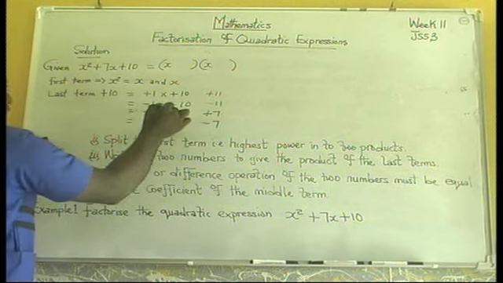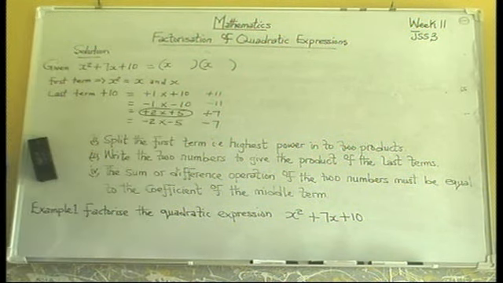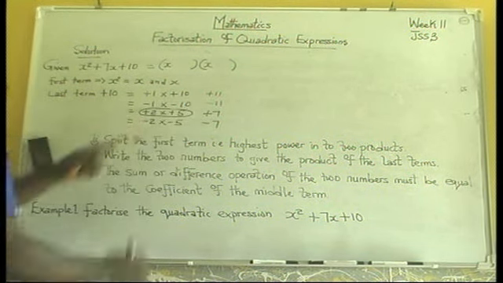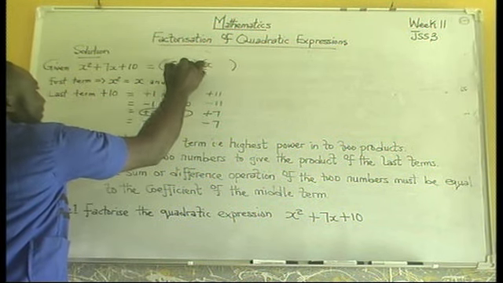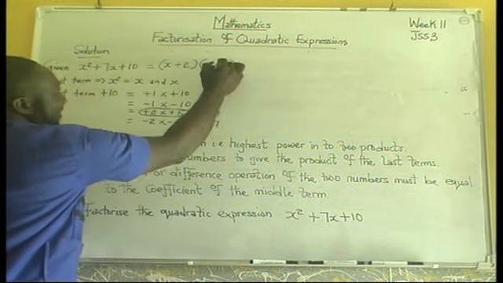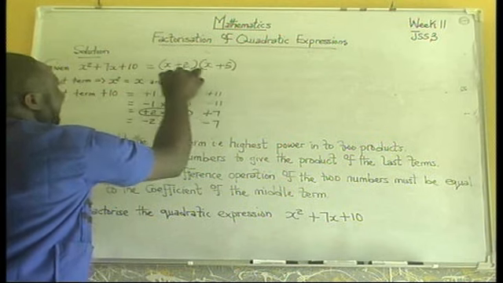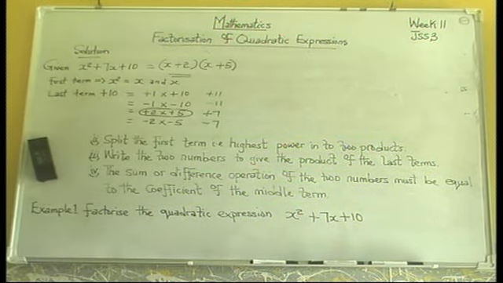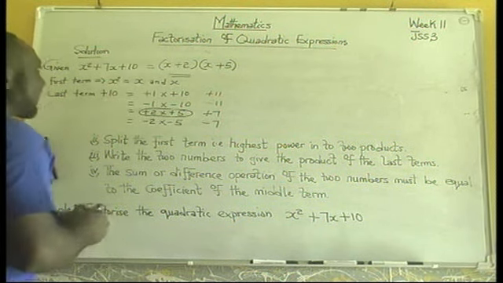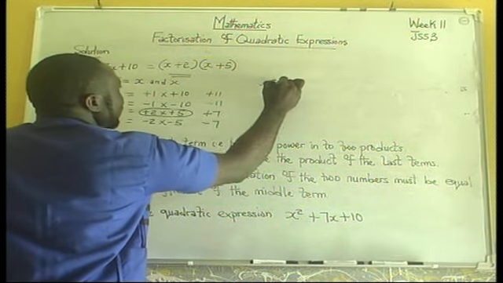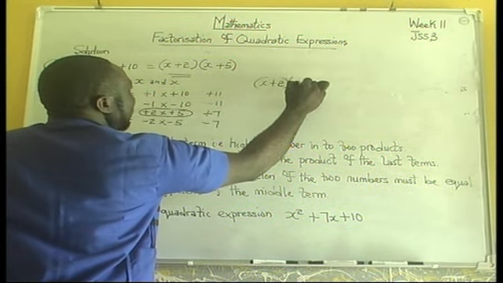So which one are we using? We are using this. What you have to do is to place it: plus 2 and plus 5. You have factorized it automatically. If you open this bracket, you are going to get the original expression back: x plus 2 into bracket of x plus 5.